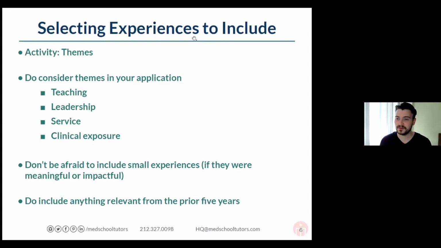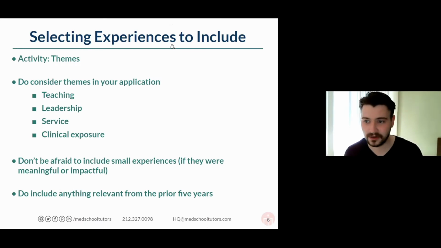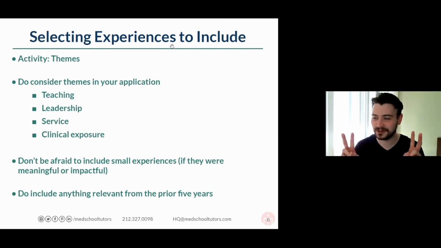So now that we thought about the themes, let's talk about a few more best practices for selecting activities to include or experiences to include in your application to medical school. So I want to highlight something that comes up as a question quite often, which is, well, what about a small experience? What about something that was over one day or that I prepped for, but it was a single time event? And my advice is always don't be afraid to include those small experiences or what you're labeling as small if they were meaningful or impactful.